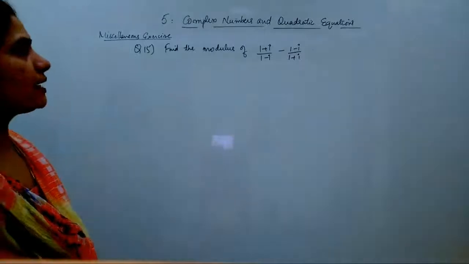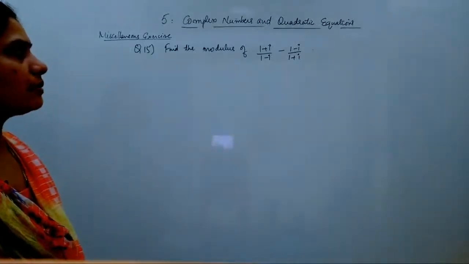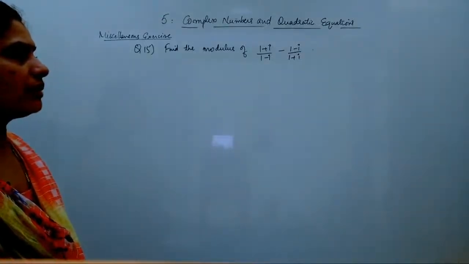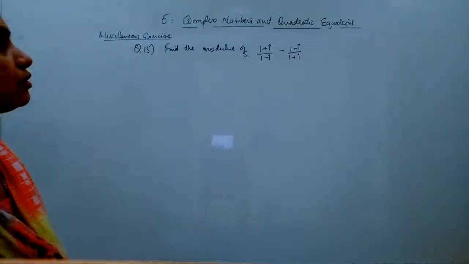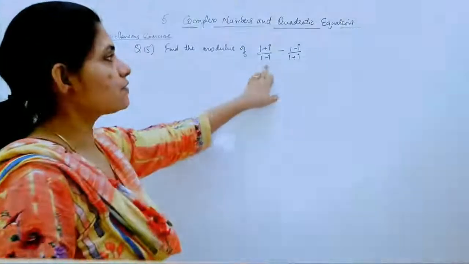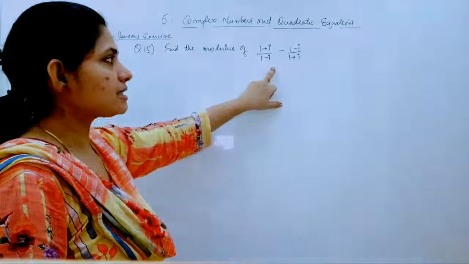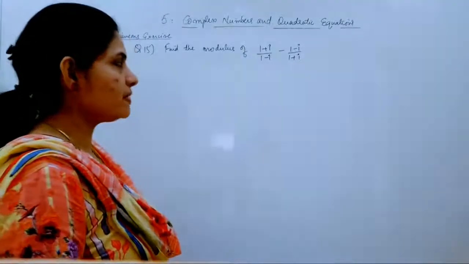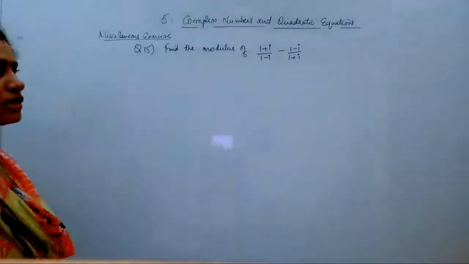15th question is, find the modulus of (1 plus i) by (1 minus i) minus (1 minus i) by (1 plus i). So in order to find out the modulus, what we will do is, first we will simplify this term in the a plus ib form and then find out the modulus of that term.